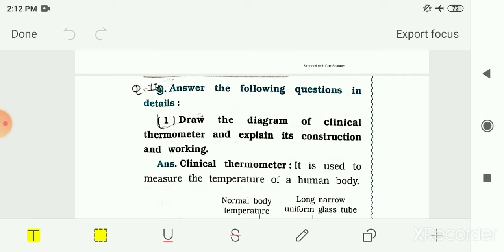Then we had seen one special construction in the clinical thermometer. In the clinical thermometer, there is a kink, or you can say constriction, near the bulb of mercury. And this kink prevents the mercury level from falling down. So it is present in the clinical thermometer, whereas in the laboratory thermometer this kind of structure is not there.